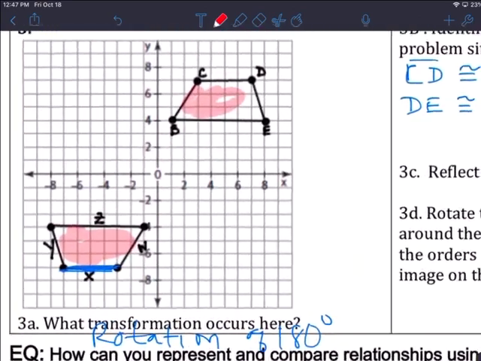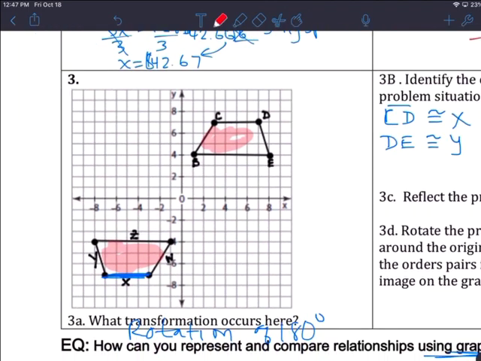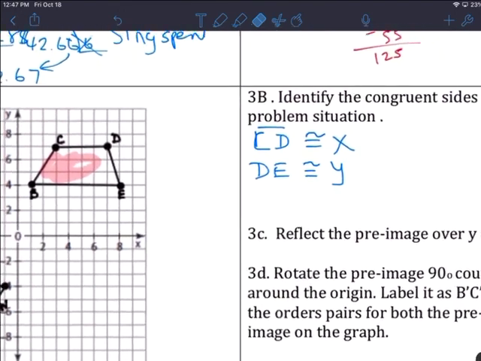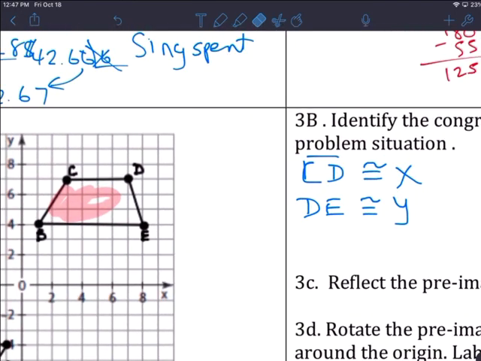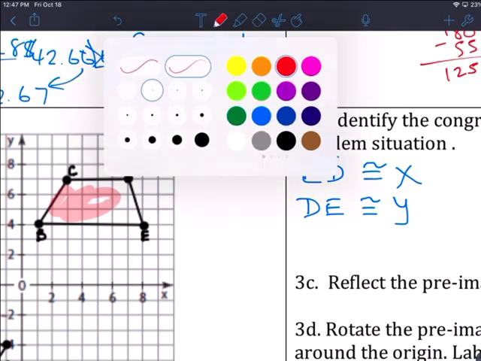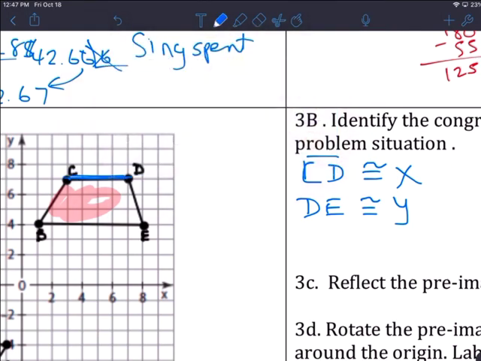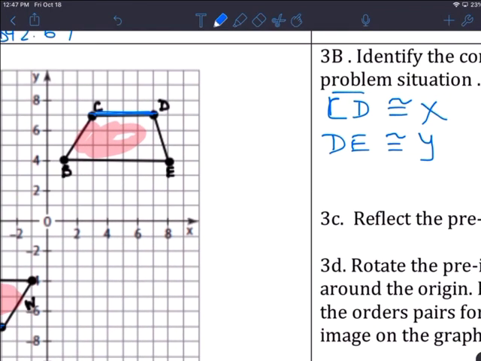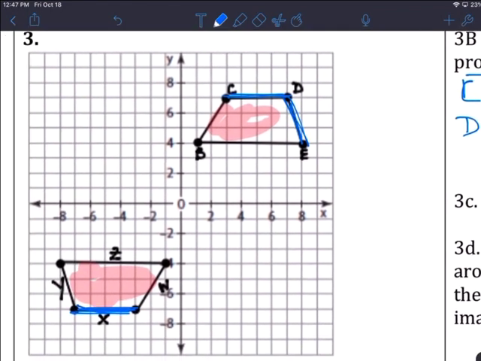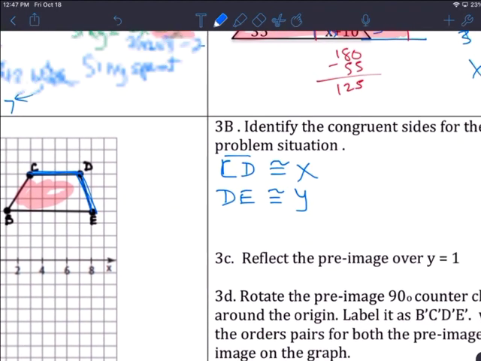Okay, this is a rotation of 180 degrees, this shape and this shape, because it's flipped and it's opposite end, diagonal. Okay, congruent side, so I put CD here. C to D is congruent to this X there. T to E is congruent to Y here. B to E is congruent to Z.